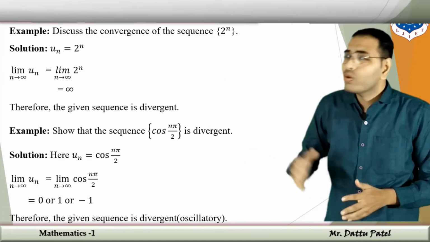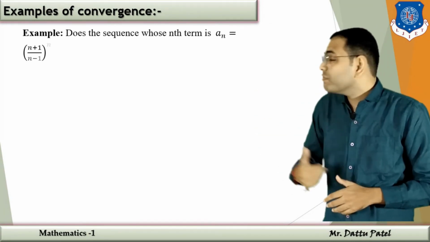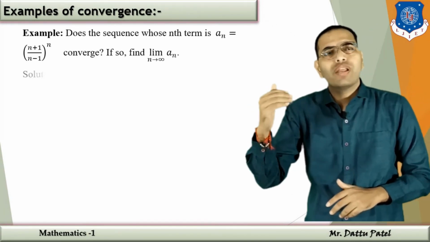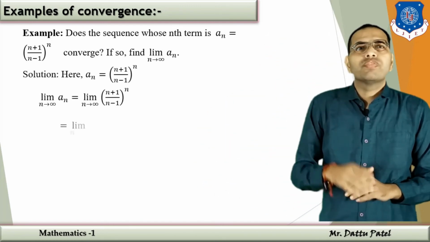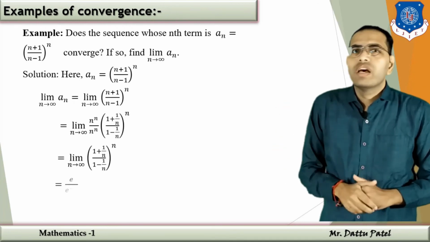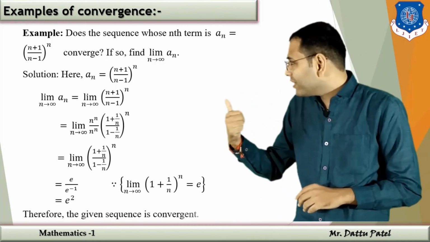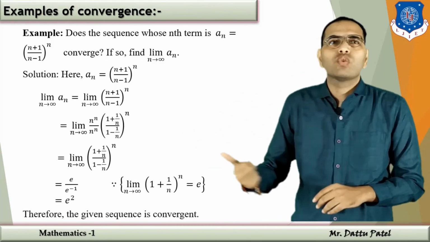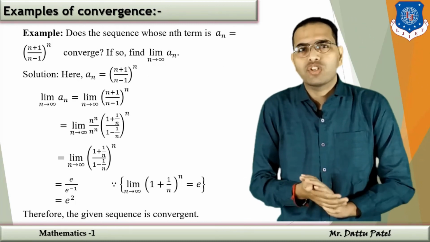Now let's see one more example of this sequence. Does the sequence whose nth term is a_n equal to ((n plus 1) upon (n minus 1)) raised to n converge? If so, find the limit of that term. Here a_n equals ((n plus 1) upon (n minus 1)) raised to n. Now applying the limit n tends to infinity to our sequence, we get limit n tends to infinity ((n plus 1) upon (n minus 1)) raised to n.